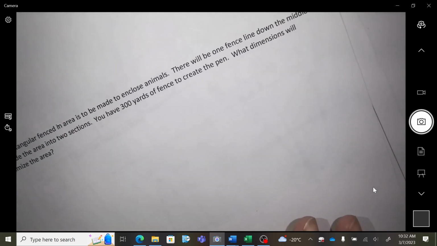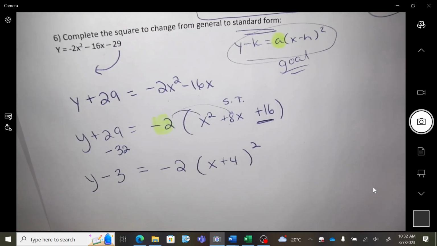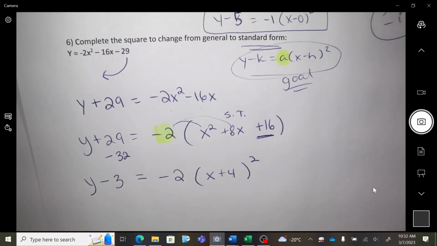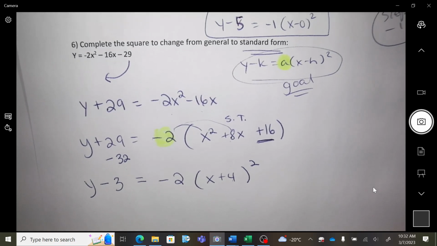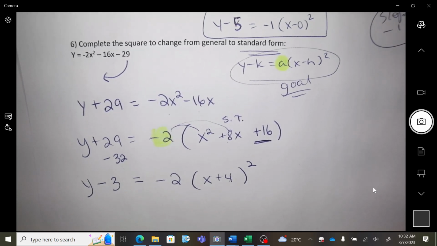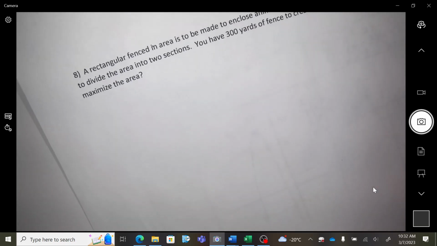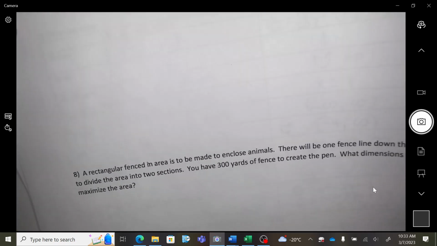Alright, completing the square. On your test, I did put 2 of them on there. One that is just a simple trinomial to start with, and one that is a complex one that you would take out. So this one was obviously the harder style. Okay, word problems. This is the last part of your test.